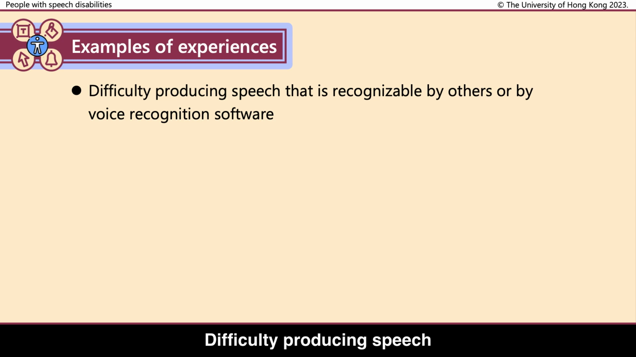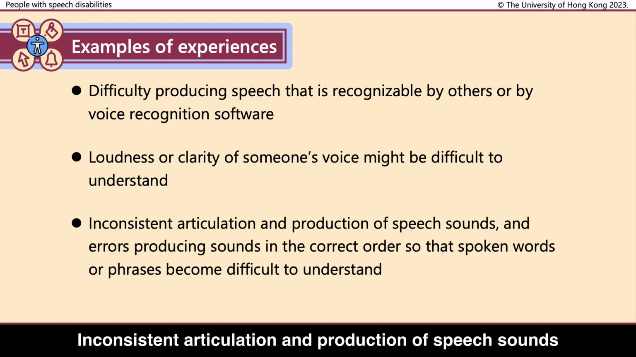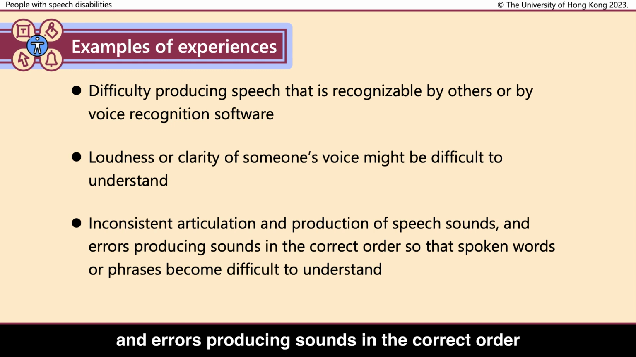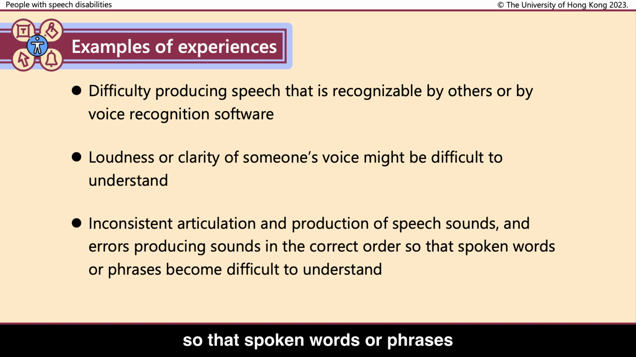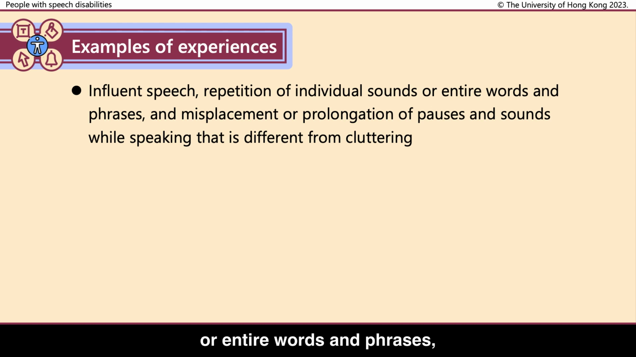Difficulty producing speech that is recognizable by others, or by voice recognition software. Loudness or clarity of someone's voice might be difficult to understand. Inconsistent articulation and production of speech sounds, and errors producing sounds in the correct order, so that spoken words or phrases become difficult to understand. Dysfluent speech, repetition of individual sounds or entire words and phrases, and misplacement or prolongation of pauses and sounds while speaking, that is different from cluttering.